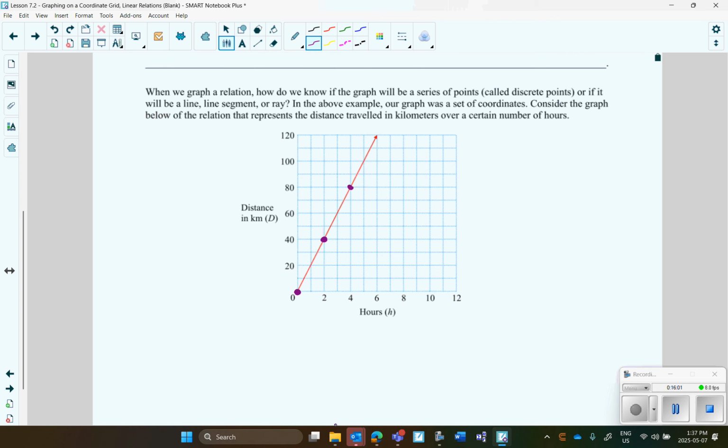Why do you think these should be connected, but the other graph shouldn't be? What's that? Well, the other one kind of points at 0 too. Well, no, not really, but not quite. Finley? When you're talking 1.5 hours, then you'd be at about 30 kilometers. Can you have a fraction of time?